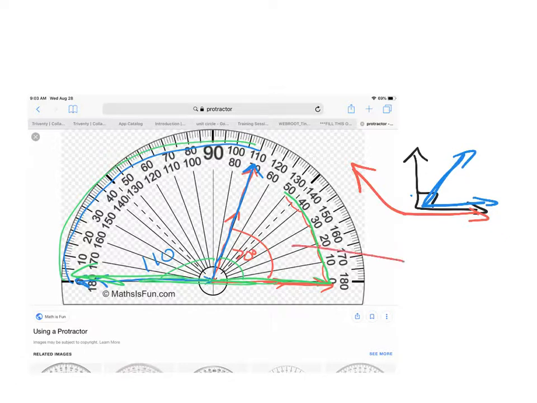Now, this angle here, the green one here, you can see that it's going to be an acute angle. It's less than 90. But the blue one over here, this one is obtuse. It's greater than 90. So if it asks you to classify, it's expecting you to tell me, is it acute, is it a right, is it obtuse, or is it a straight angle?